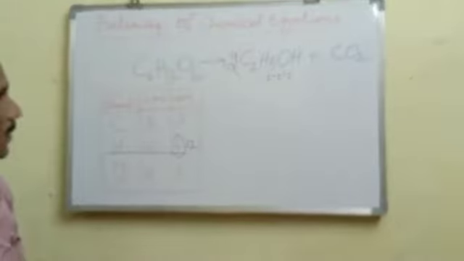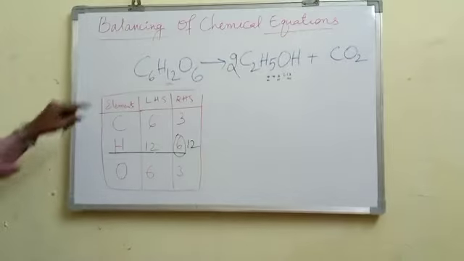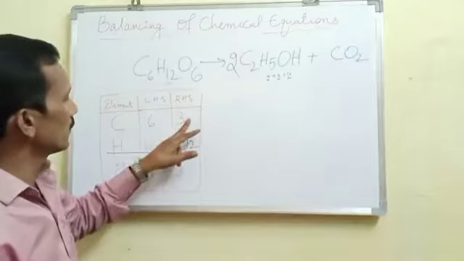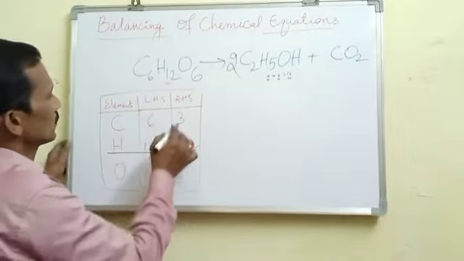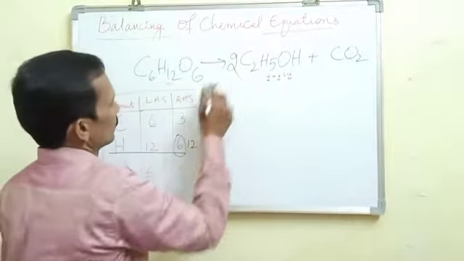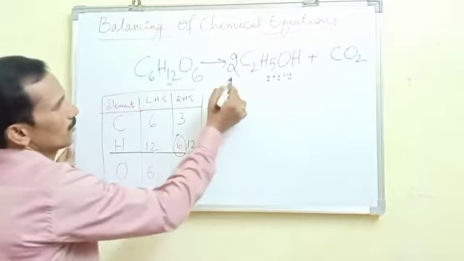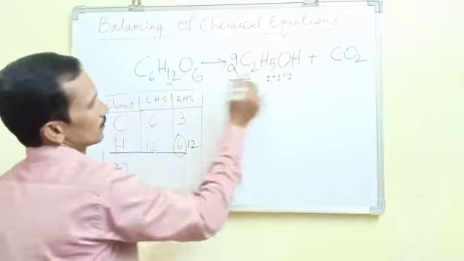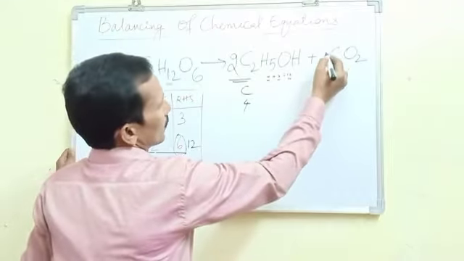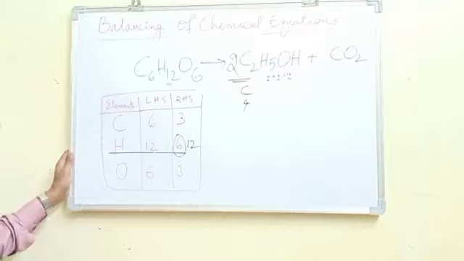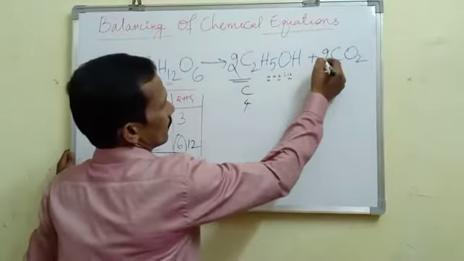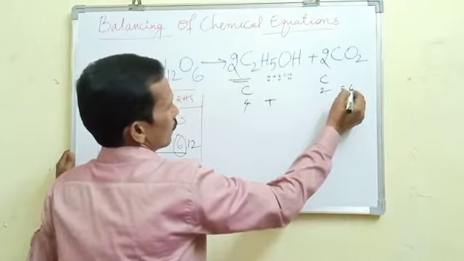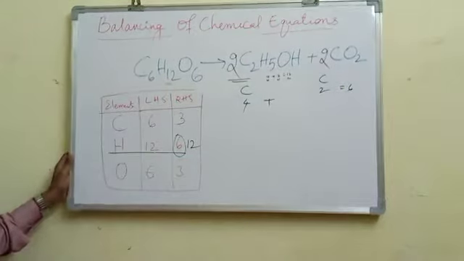After that, carbon. Next, how many carbons are there? 6 here, and here only 3. To make it 6, we cannot multiply here by 2. We can multiply with 2 here. How many carbons are there? Carbons are 4, remaining 2. So to make 2 carbons here, only 1 carbon is there, so we multiply with 2. 2 into 1, carbons are 2. 4 plus 2, 6 carbons.